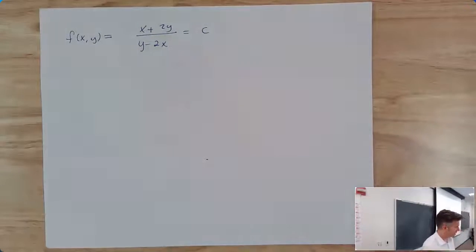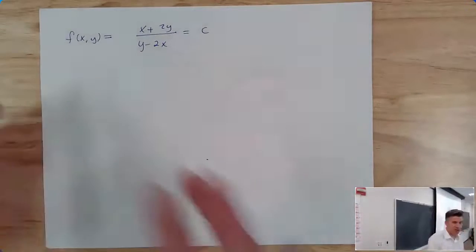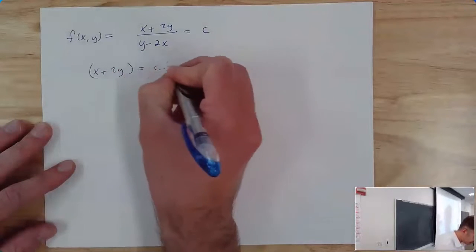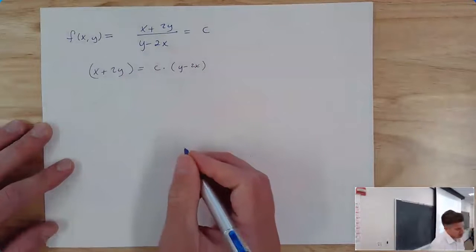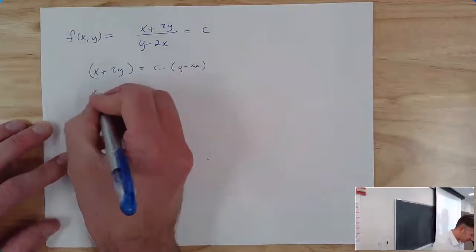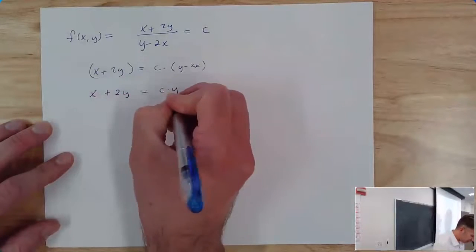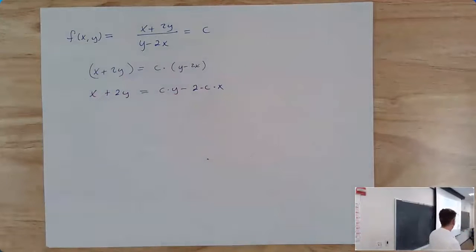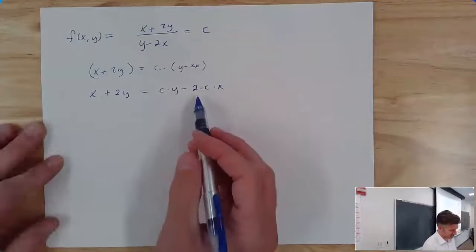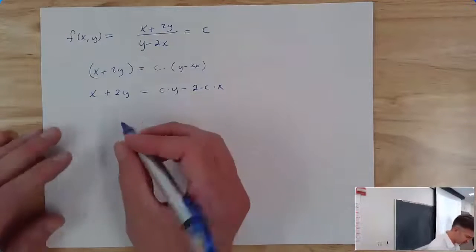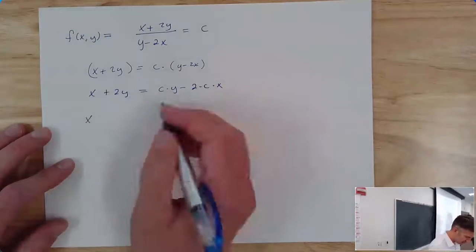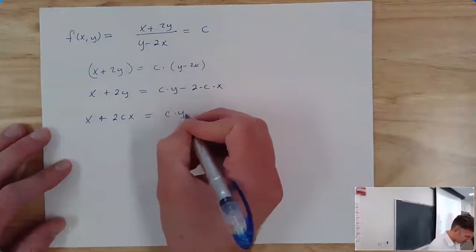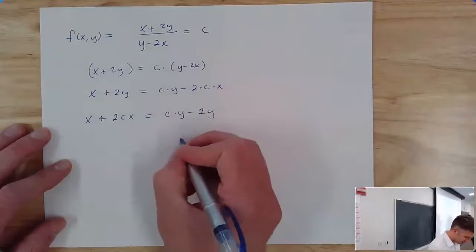So here, I'm going to try and solve this for y. Usually getting rid of the denominator is a good first step. So x plus 2y equals c times y minus 2x. And then distributing the c, so I have x plus 2y equals c times y minus 2 times c times x. And then we're trying to solve for y, so we want to bring all the y's to the same side. I'm going to bring them to the right just to make more things positive, but either side is fine. So I'm going to have x's on the left, x plus 2cx equal to y's on the right, c times y minus 2y. Factor out a y.